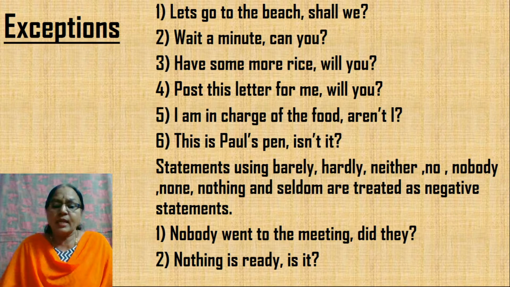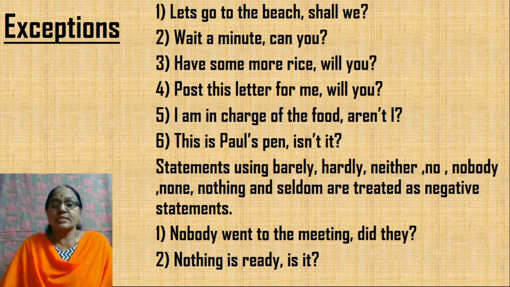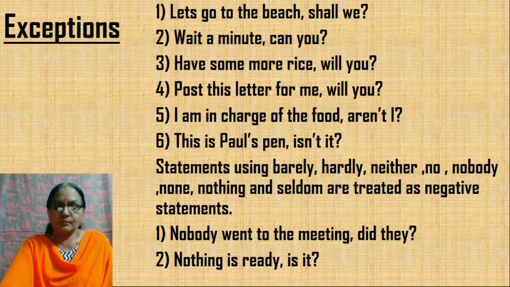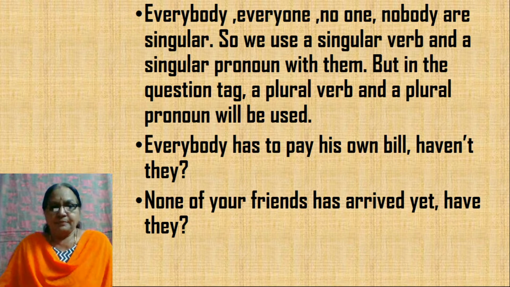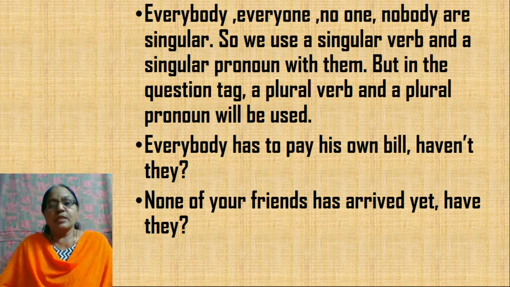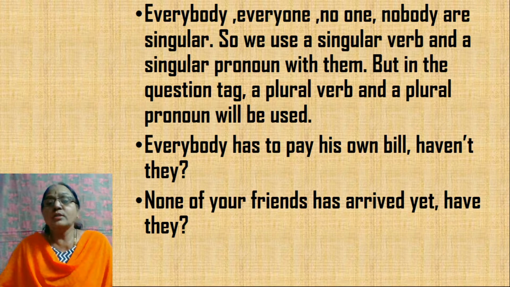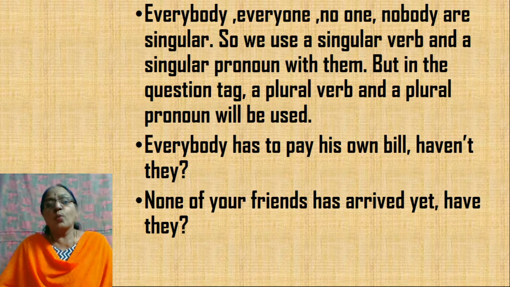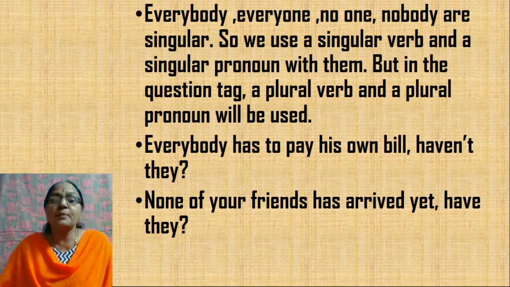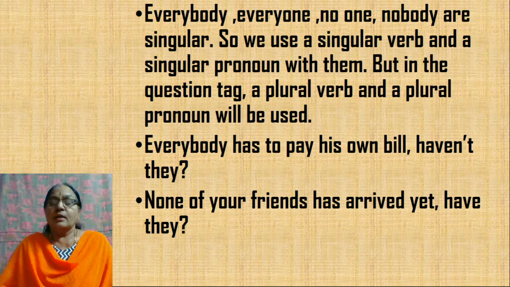The next one, nothing is ready, is it? So here nobody, nothing, etc. are treated as negative statements. Then everybody, everyone, no one, nobody are all singular. So we use a singular verb and a singular pronoun with them. But in the question tag, a plural verb and a plural pronoun will be used.